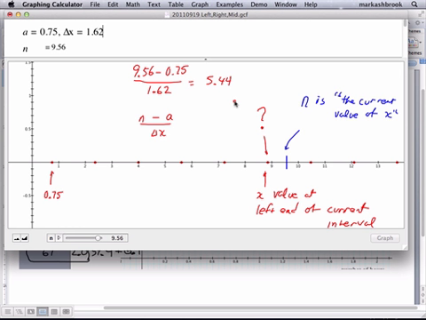Want to keep going? You're doing great. Then because we want the left end, we don't want the full interval. So she used 5 instead of 5.44. She came in here and said, we don't want that partial interval, so we just want 5. Okay?